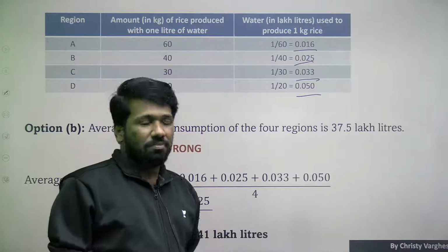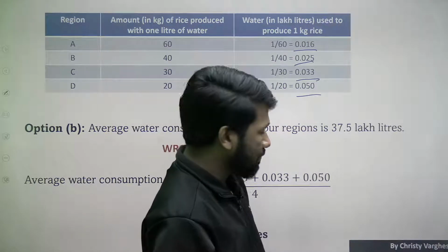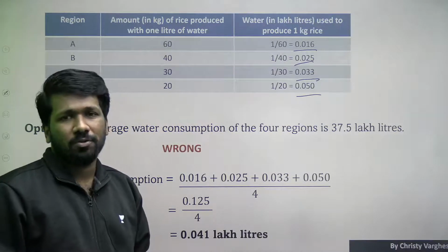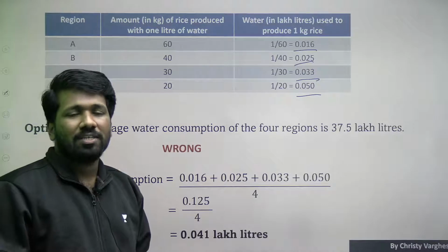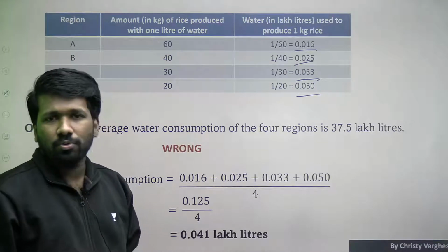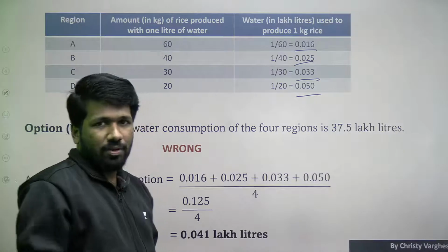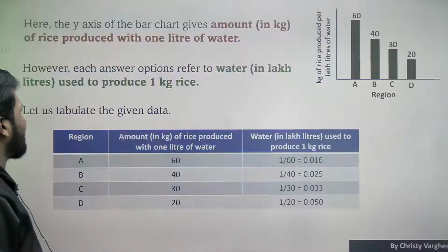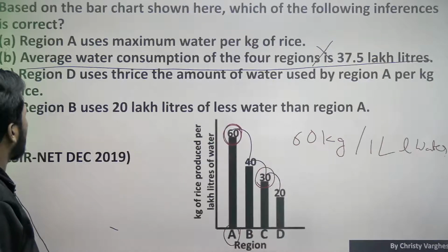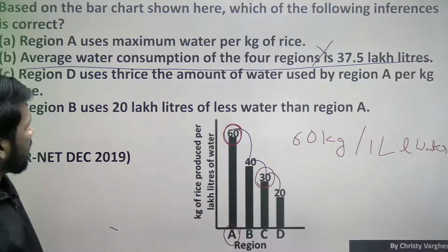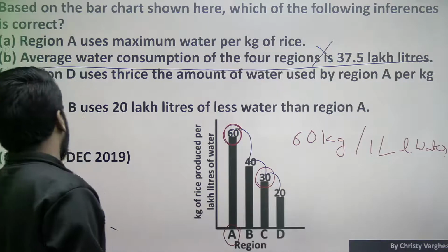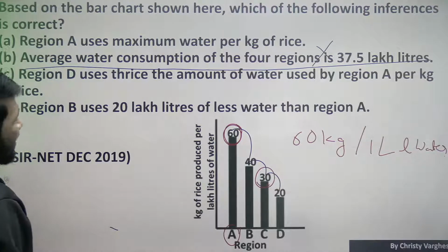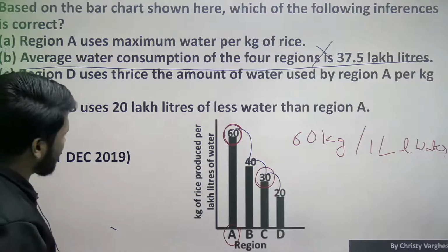So definitely उसका reciprocal का average same नहीं होगा. x plus y by 2 और 1 by x plus 1 by y by 2 being equal is very rare to happen. So option B भी गलत है. तो option C, let us see option C. What is option C? Region D uses 3 times the amount of water used by region A per kg of rice. Water usage D का 3 गुना है. Is that clear? Is that correct?